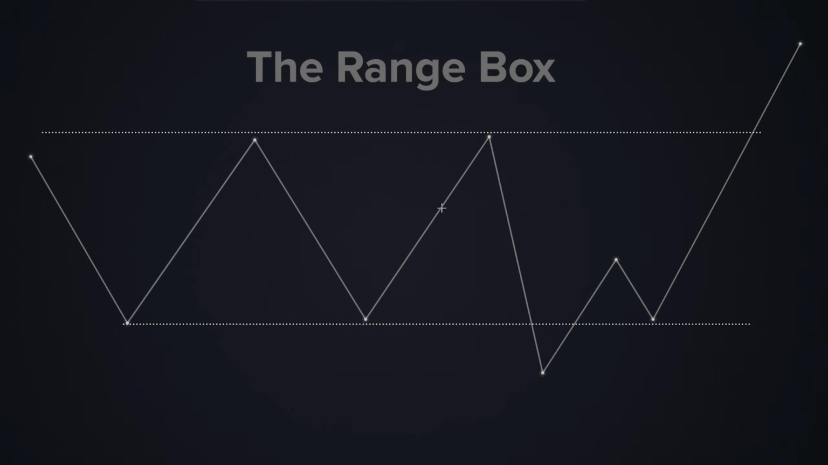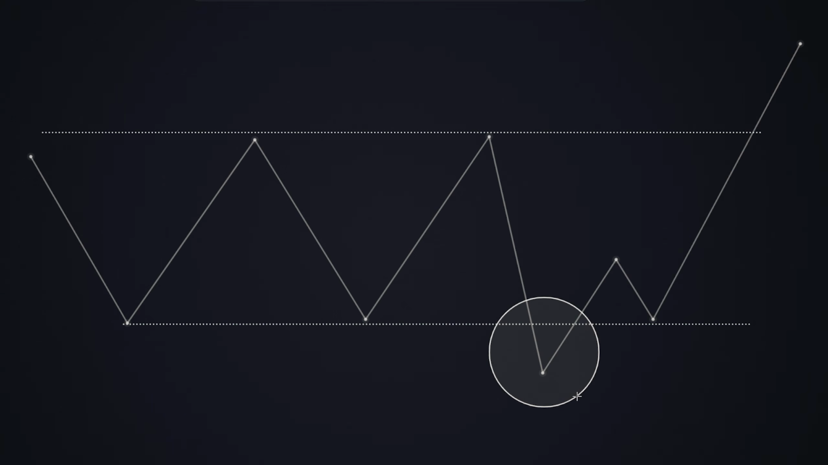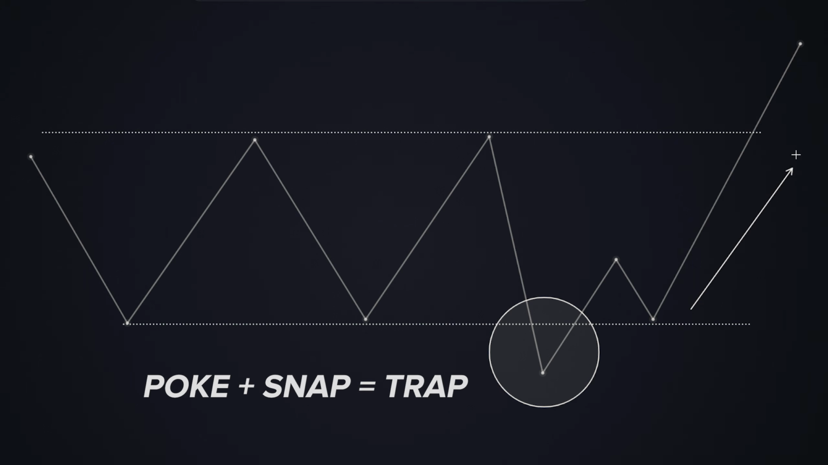Picture a rectangle drawn around price. The top edge is the high everyone watches. The bottom edge is the low everyone defends with a stop loss. The whole strategy lives inside one moment. Price dips below or above the box, triggers those stops, and snaps back inside.